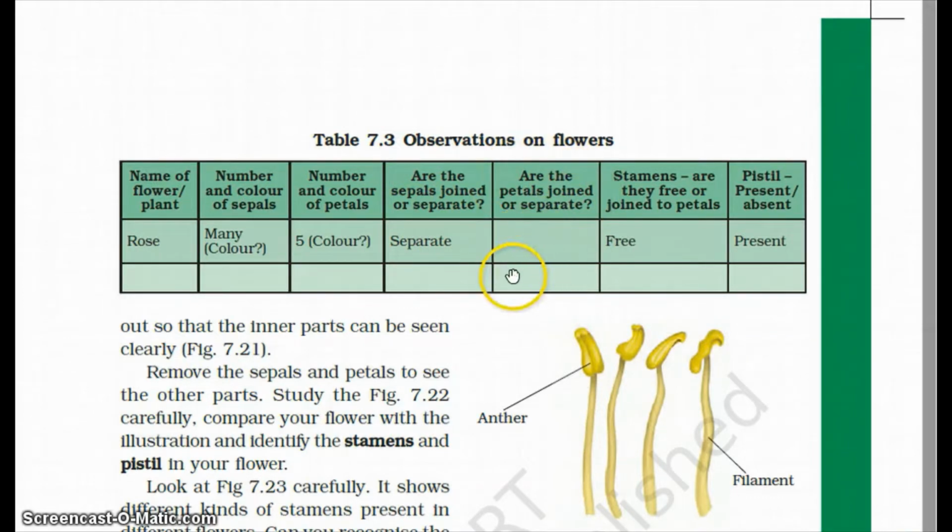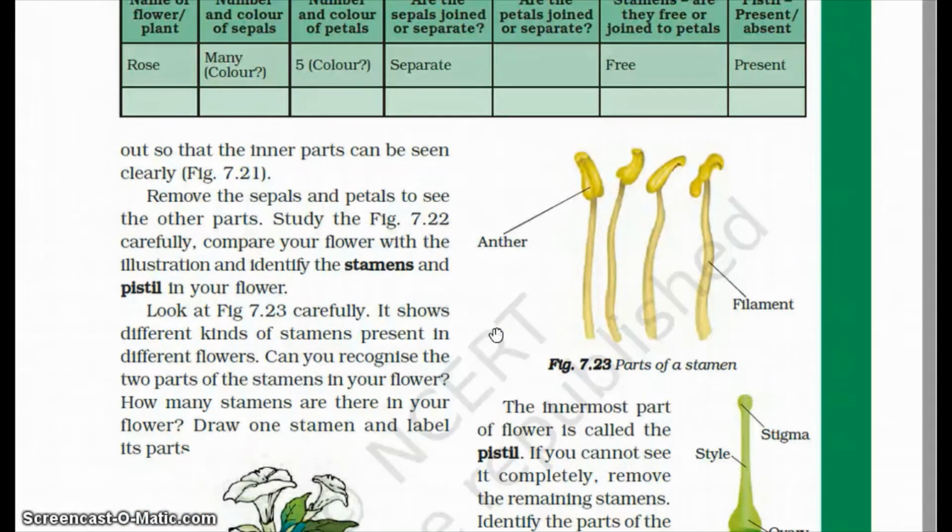You will fill that. And similarly, are the petals joined or separate? You will write this. For observing the stamen and pistil, if the petals are all joined, what do we have to do? We have to dissect a flower. Dissection means we have to cut it open to see whether the petals, stamens and pistils are of what type. So let us observe that.